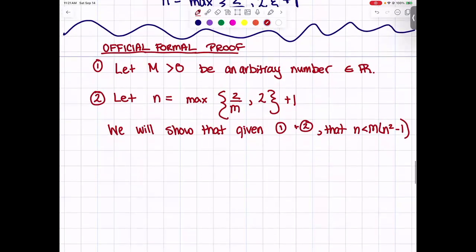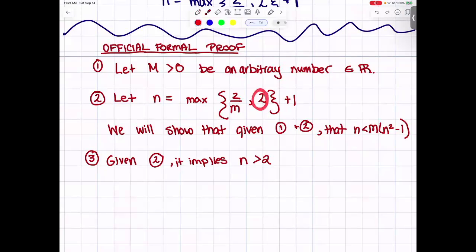So given our definition of m, we can go ahead and say, given our definition of n, it implies n is going to be strictly greater than 2. And I can say that because if n takes the max 2, depending on what m is, right, that arbitrary value of m, if n is max 2, we have this plus 1. That's definitely going to push us up over 2. We can say that n is definitely going to be greater than 2.